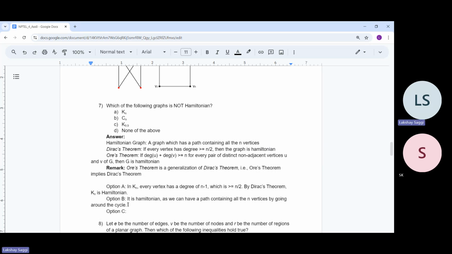But nevertheless, let's come to option C now. So option C is this graph K9,9. We need to answer whether the graph K9,9 is Hamiltonian or not. Again, we can actually prove that Kn,n in general is Hamiltonian.